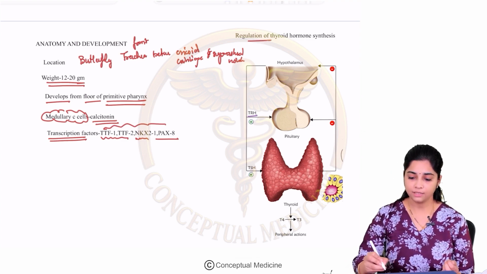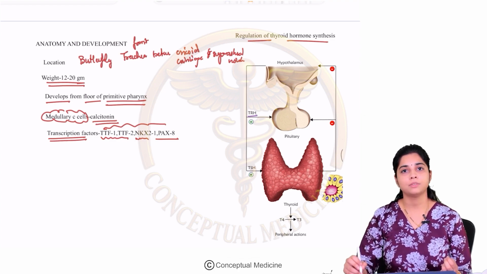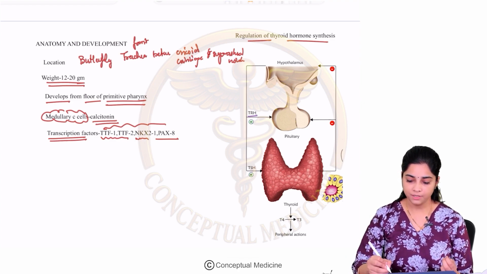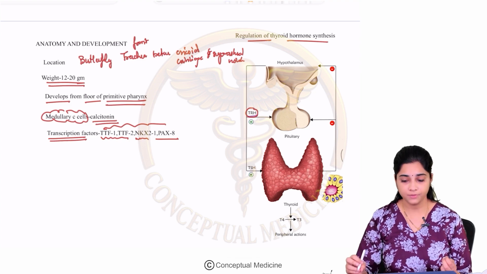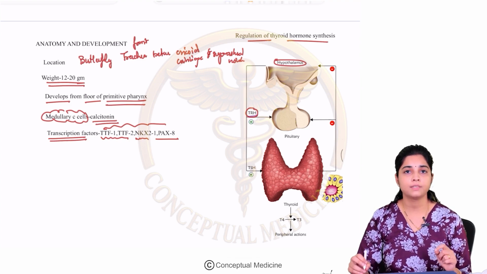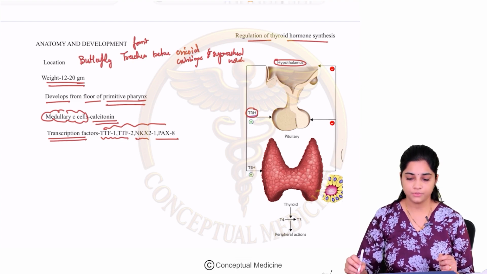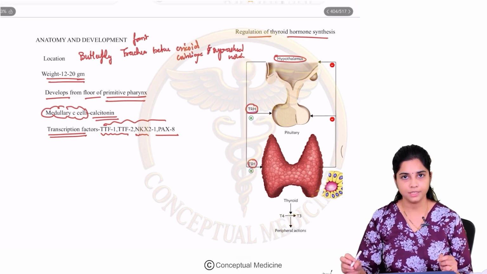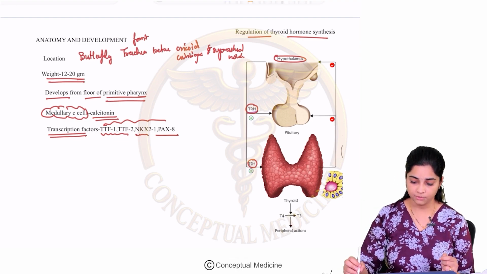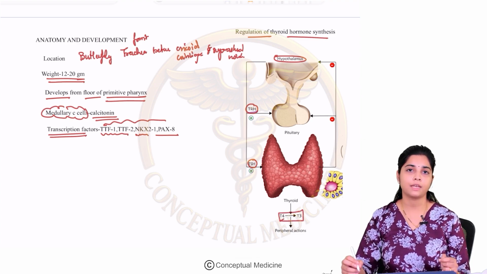So let us understand the regulation of thyroid hormone synthesis. What are the important points? We know that the first hormone is thyrotropin-releasing hormone, which is produced in the hypothalamus. It stimulates the anterior pituitary to produce thyroid-stimulating hormone, and the TSH acts on the thyroid gland to produce your T4 and T3.